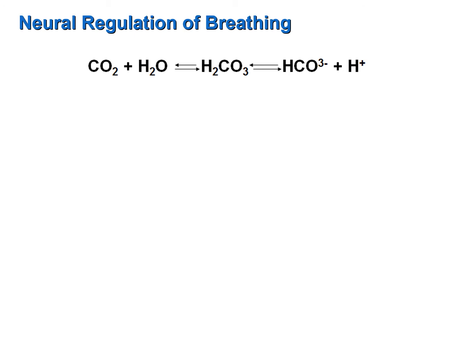Again, carbon dioxide combines with water to form carbonic acid. Carbonic acid then dissociates into bicarbonate ions and hydrogen ions. And so as hydrogen ion concentration increases, pH decreases. And in response, your medulla oblongata is excited and it sends out nerve impulses, giving you the urge to breathe.